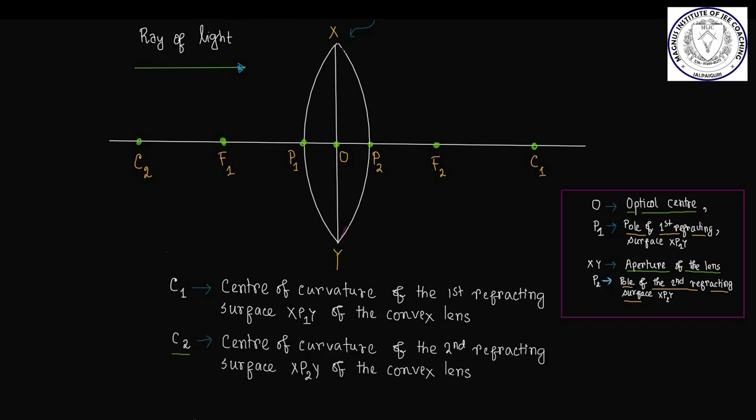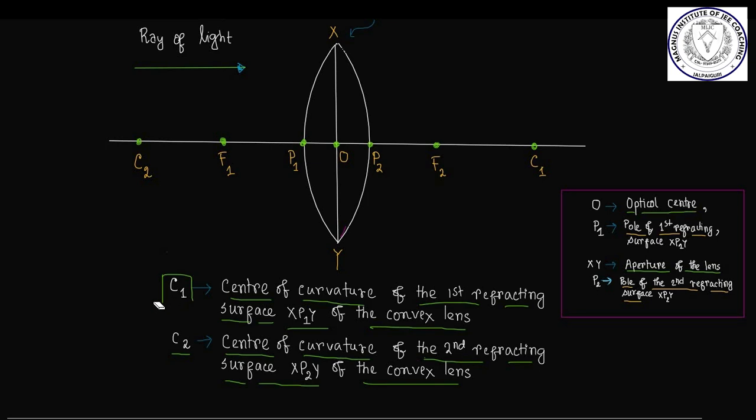Similarly, C2 is the center of curvature of the second refracting surface XP2Y of the convex lens.